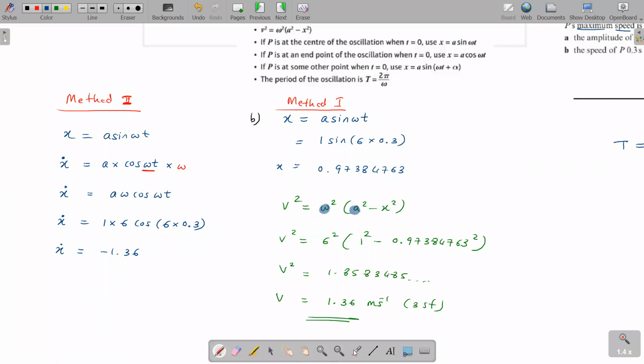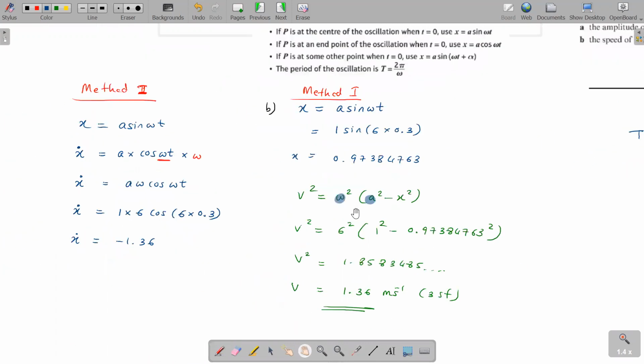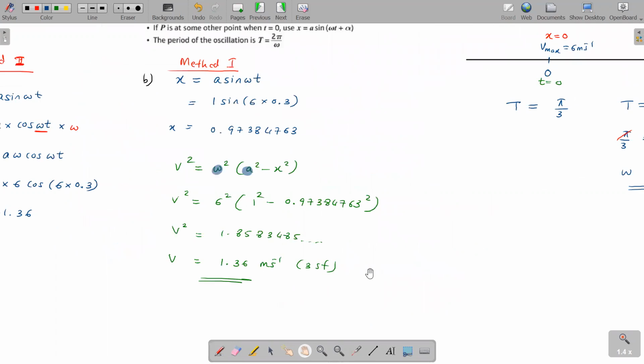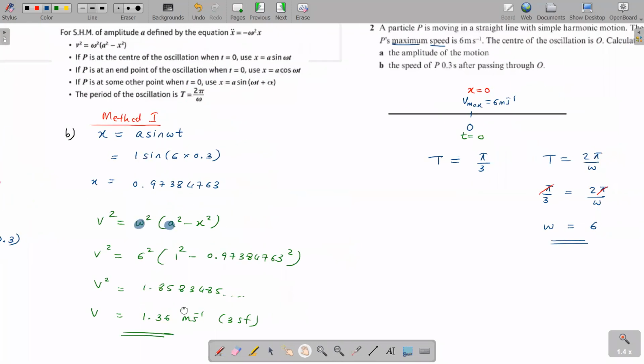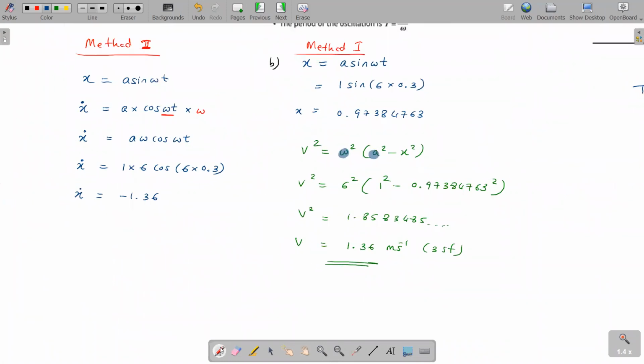So you can see when you type this in the calculator in radian mode, you get the negative sign, isn't it? However, we need the speed. We want the speed. The negative sign is because it's the velocity, so it might be referring to the direction. Anyway, we are only interested in the magnitude, the speed of P 0.3 seconds after passing through O. So the speed that we require here is just the magnitude, 1.36 meters per second.